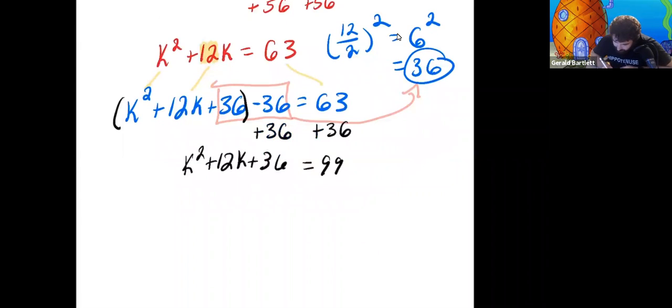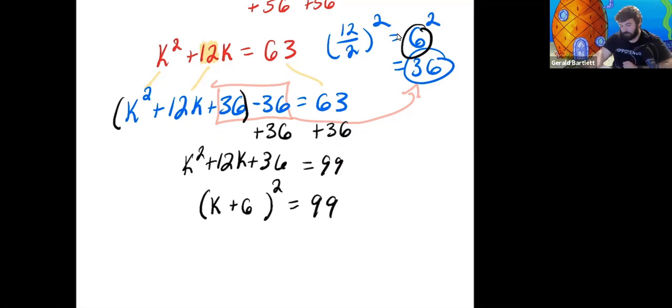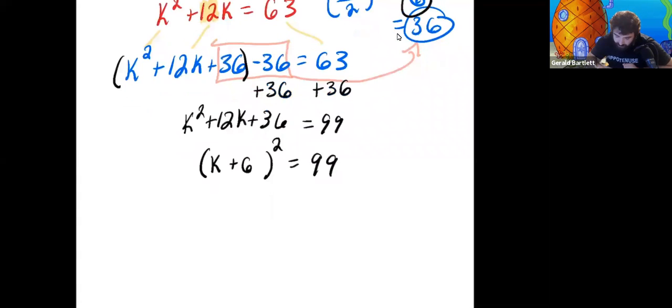We want to factor this on down. So we take our parentheses. k is going to be here. This was a positive 6, so plus 6 squared equals 99. To simplify this on down in our final little bit, we'll square root both sides.